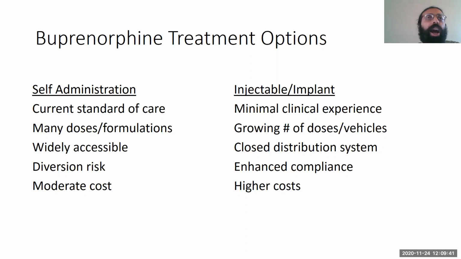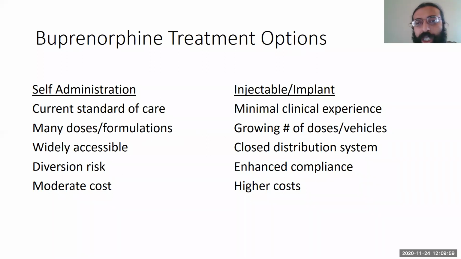I think there are pros and cons to both, right? Self-administration is our traditionally used sublingual films or tablets. It is the current standard of care. It's available in many doses, many different formulations. It's widely acceptable. On the flip side, there is diversion risk, right? And the cost is moderate.